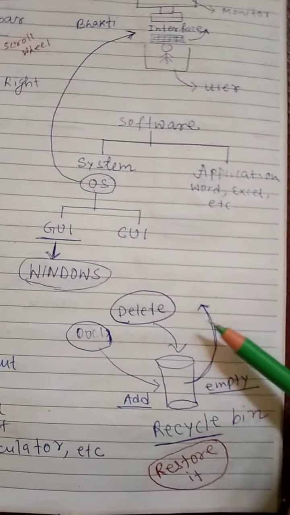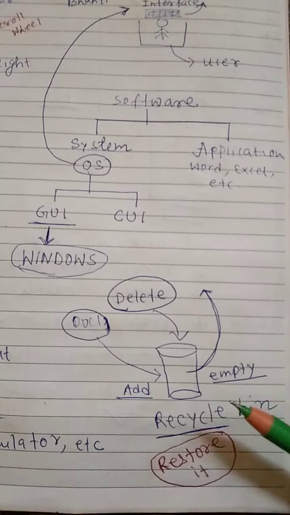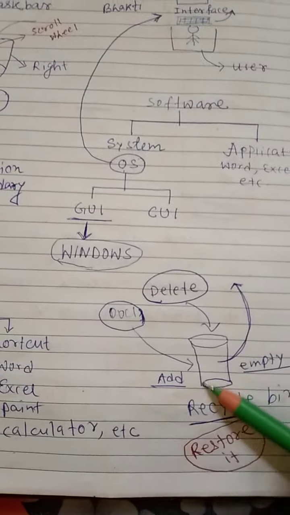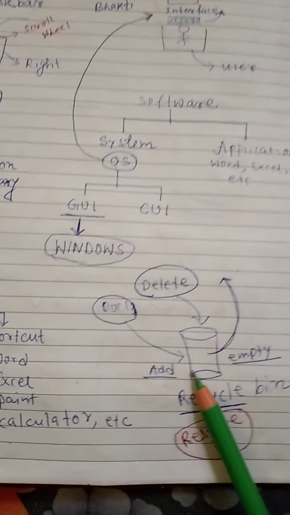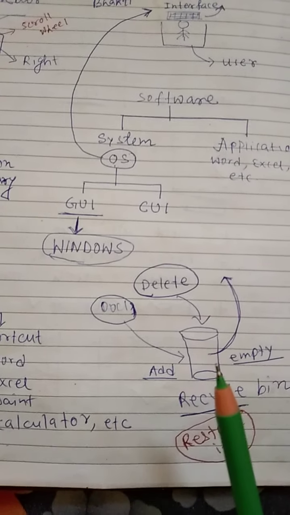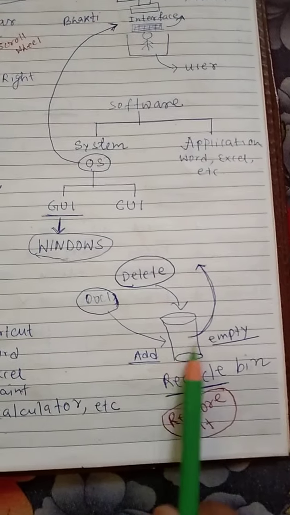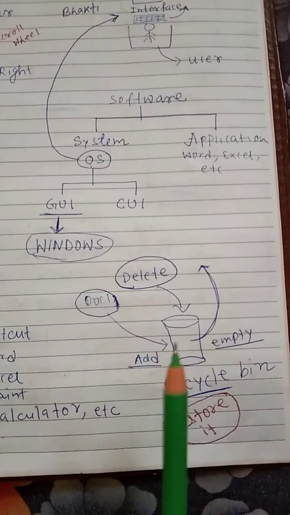I can't recover that file then, but if I want to restore it, simply double click on that Recycle Bin folder and click on restore. Automatically the deleted file comes back from here to here, that means I recover it from the Recycle Bin.